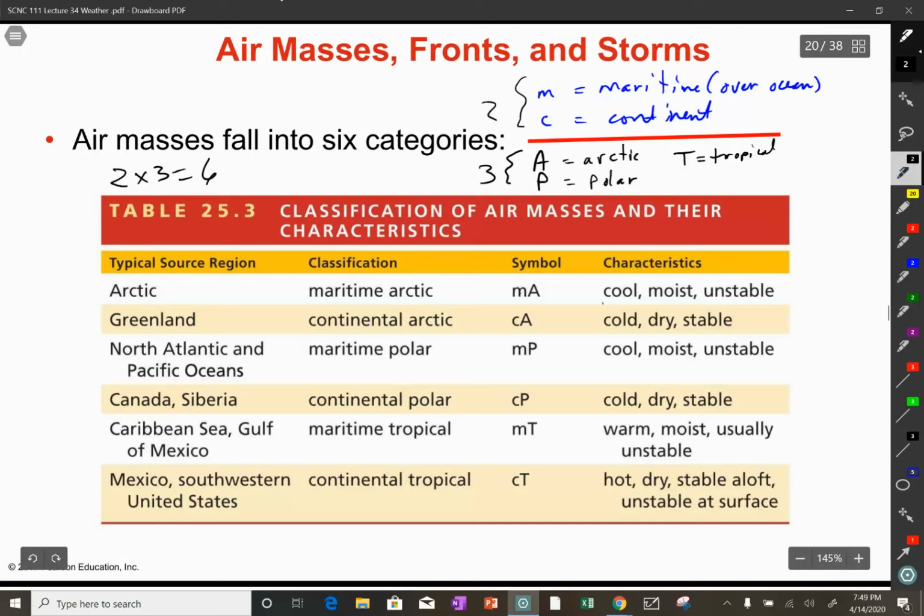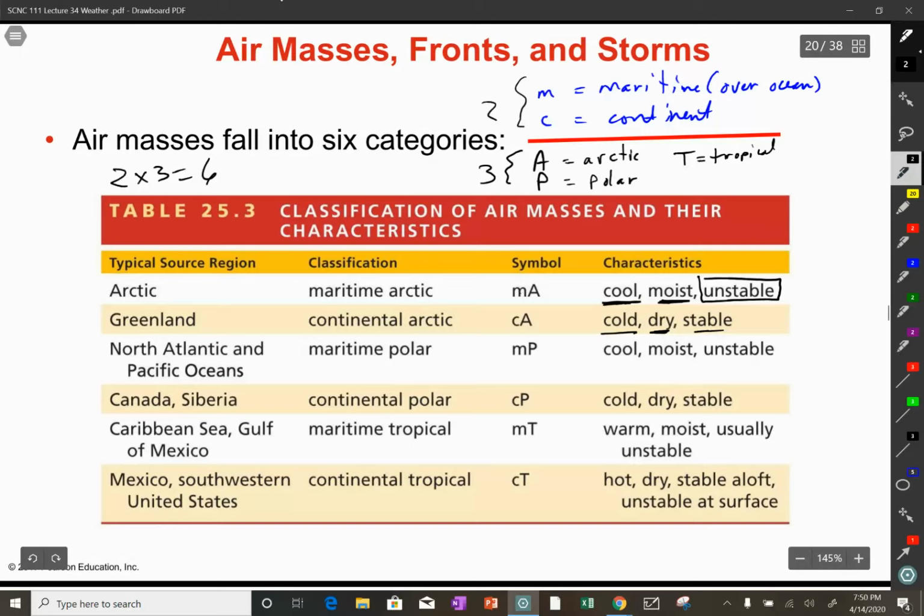And so you have the maritime Arctic, that is Arctic over water. And so it's cold because it's Arctic. It's moist because it's over water. Unstable. That's kind of an important thing to note. And then continental Arctic, like Greenland, right? That's a continent, or it's a landmass, but it's not tropical. And so it's still cold, but it's dry because it wasn't over water. And because it's dry, it's stable.